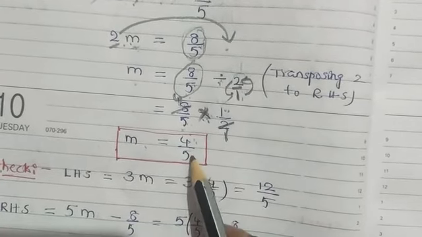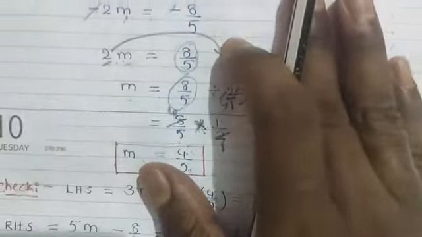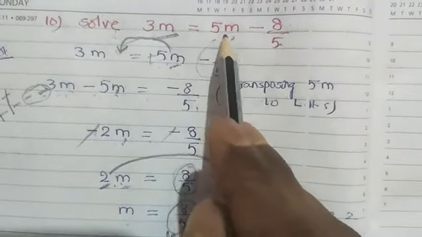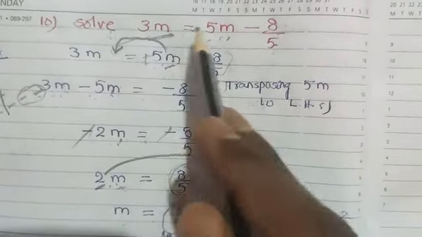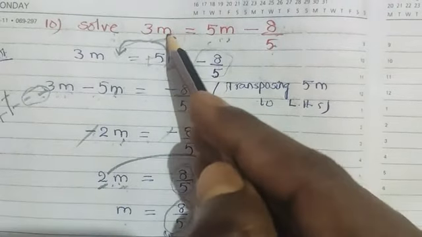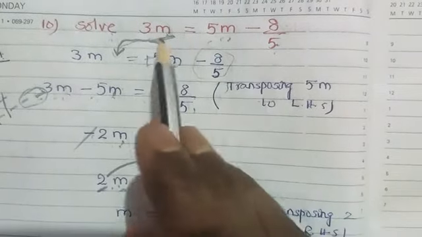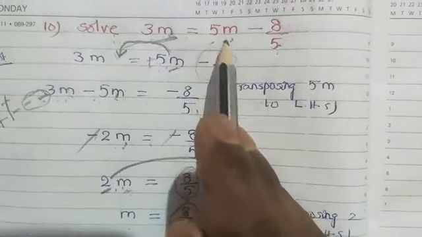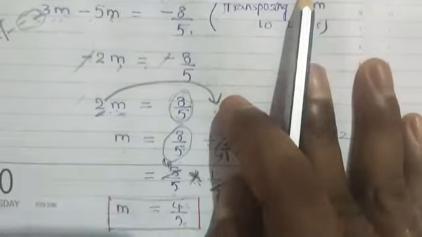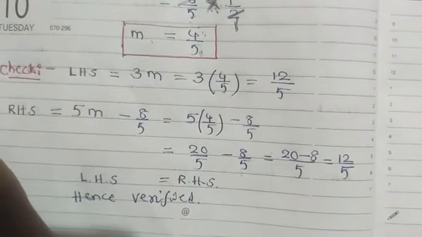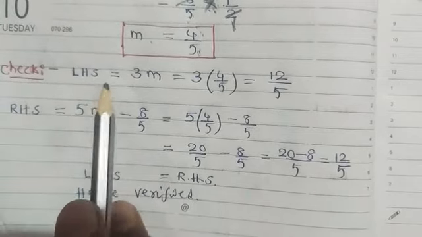Now checking process, whether your answer is correct or not. See that in LHS what is there? 3m is there, and RHS 5m minus 8 by 5 is there. Wherever m is there, put the m value as 4 by 5. If we get this value equal to this value, that means LHS is equal to RHS, then verification is done only. Let us take now check condition. Check. LHS we will take.